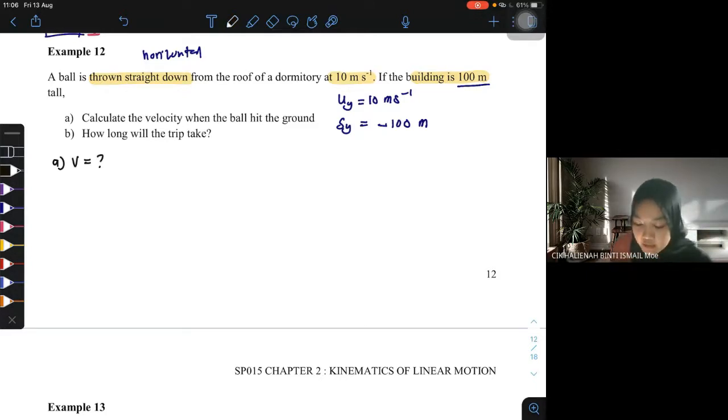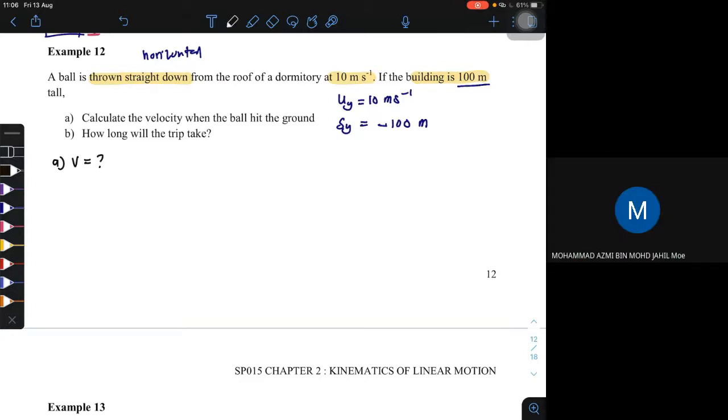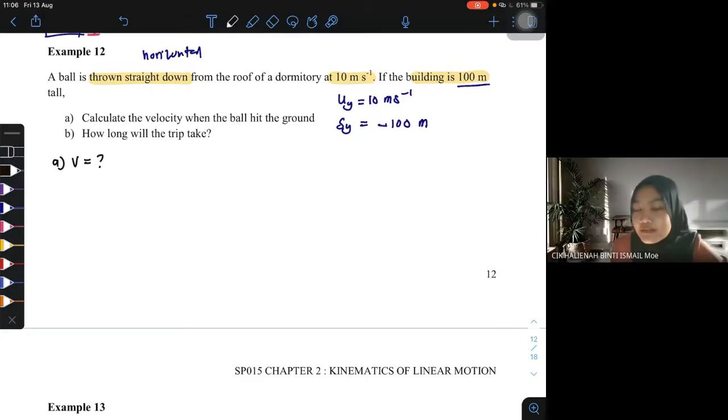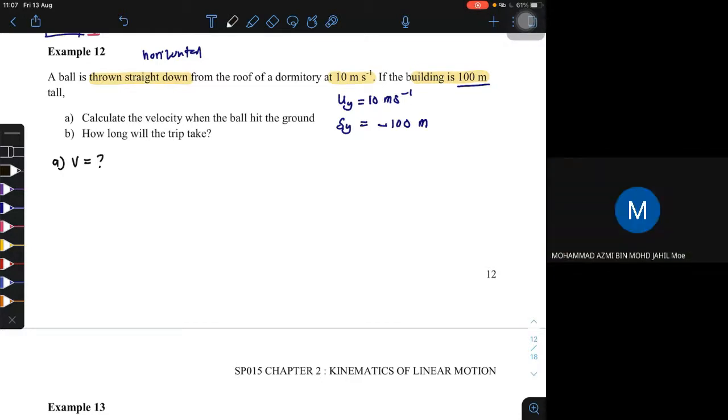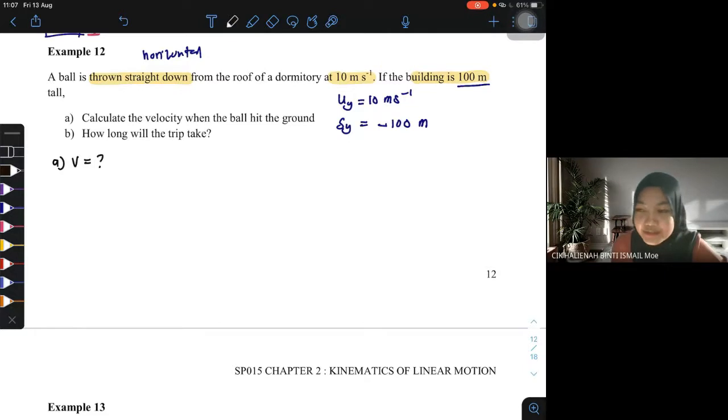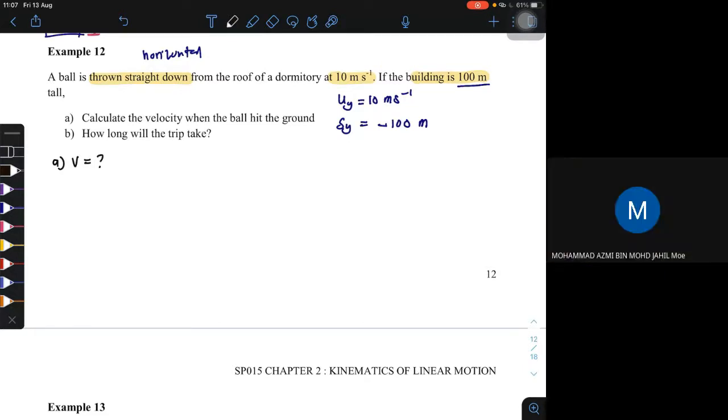So formula apa yang kita akan gunakan untuk cari velocity? Ada dua saja tu. Either V is equal to U negative GT or V square U square negative GS. Which one? Anyone? The second one. Apa dia? Azmi? The second formula. Second formula, which is which one? Wait.